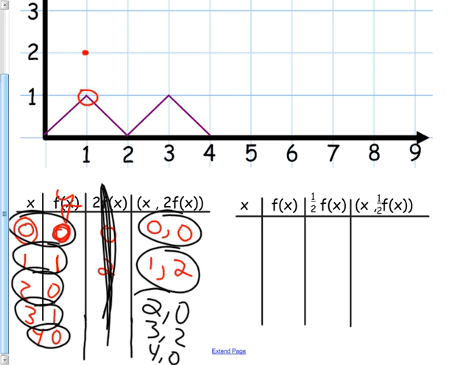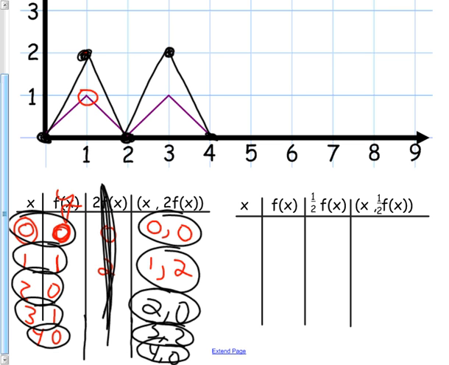All right, so now graph those 5 points on your graph. 0, 0, which we already had. 1, 2, 2, 0, 3, 2, 4, 0. Connect the dots. See how our M got twice as tall?